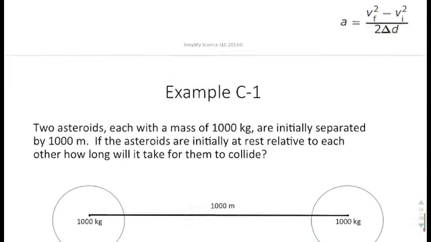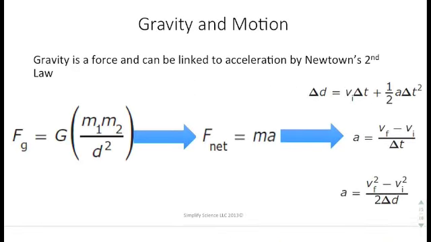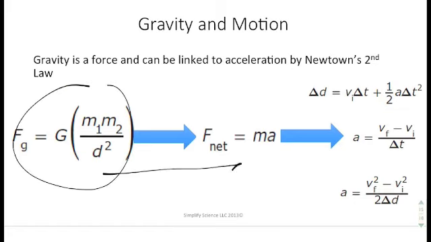Okay, so gravity and motion. Gravity is like any other force in that it can cause an acceleration. So Newton's second law is always the link here. So if you have the gravitational force, you can use Newton's second law, and then you can apply the appropriate kinematics equation. So we're going to work out just a couple examples.